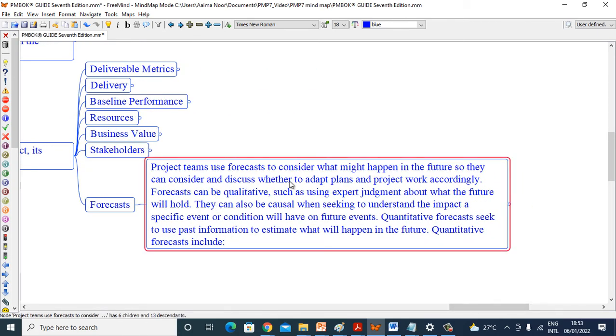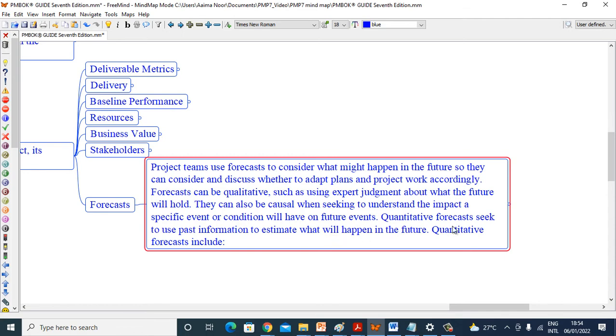Project teams use forecasts to consider what might happen in the future so they can consider and discuss whether to adapt plans and project work accordingly. Forecasts can be qualitative, such as using expert judgment about what the future will hold. They can also be causal when seeking to understand the impact a specific event or condition will have on future events. Quantitative forecasts seek to use past information to estimate what will happen in future.